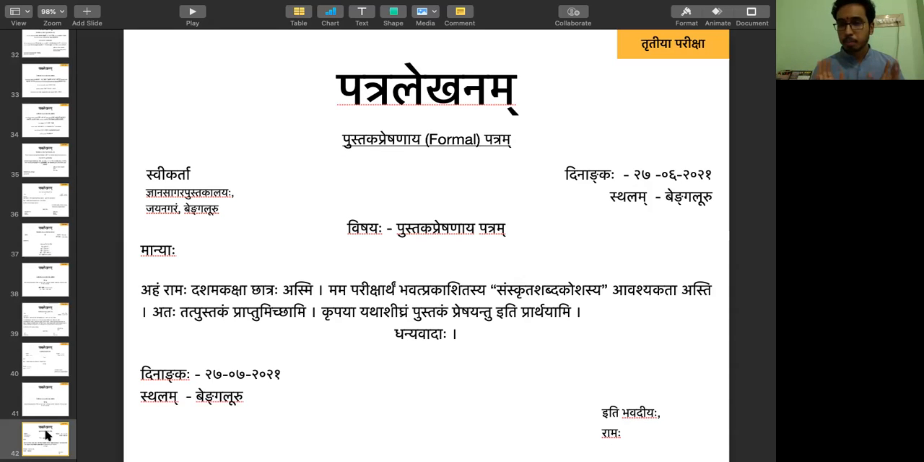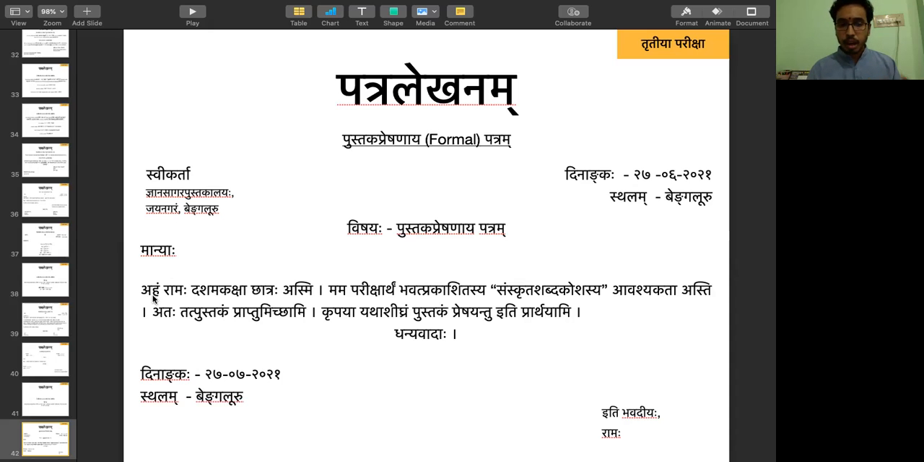Pustaka preshanaya patram. Again, right? See, remember, dinanka on the top and bottom is same. Sthala on the top and bottom is same. Svikarta. I don't know who is in charge of the library. I don't know his name. I don't know what is his designation, nothing. So just write Svikarta. Below that, Jnana Sagara Pustakaleya, Jayanagaram, Bengaluru. Again, you can write a different place like Dharwad, etc. But try to keep it in Bengaluru only so that it is more practical. Vishaya, again, Pustaka Preshanaya Patram.